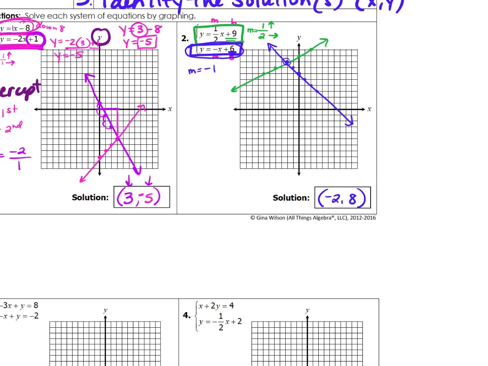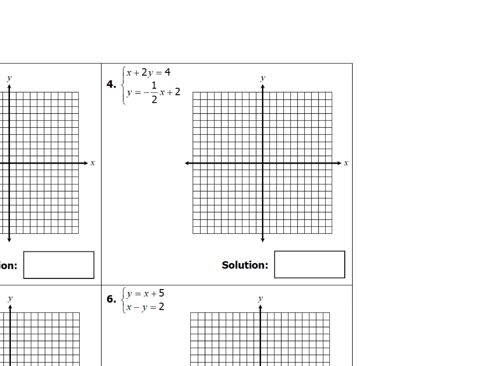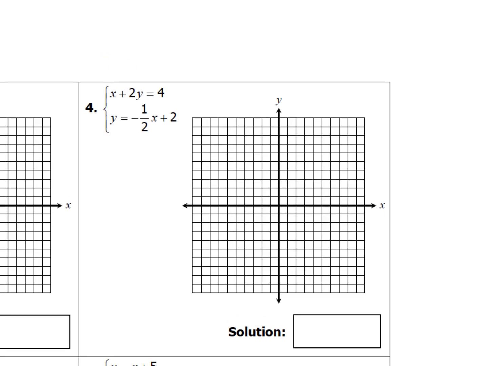Let's go to number 4, because number 4 takes a little bit more work than previous ones did. Look at the 2 equations on number 4. Are they both in slope-intercept form? Remember, slope-intercept is y equals mx plus b. Okay? So the second one is, but the first one is not. So we'll ignore the first one for now. Let's plot the second one.